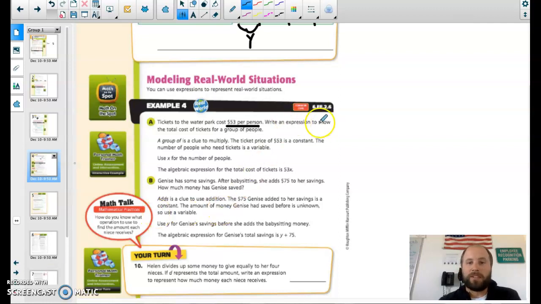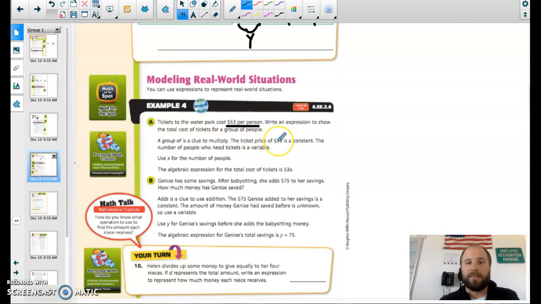So it says, write an expression to show the total cost of tickets for a group of people. So tickets at the water park were $50 per person. Write an expression to show this. Okay, so a group is a clue to multiply. We got more than one person. You don't want to just sit there and add up multiple people. The faster way is to multiply.